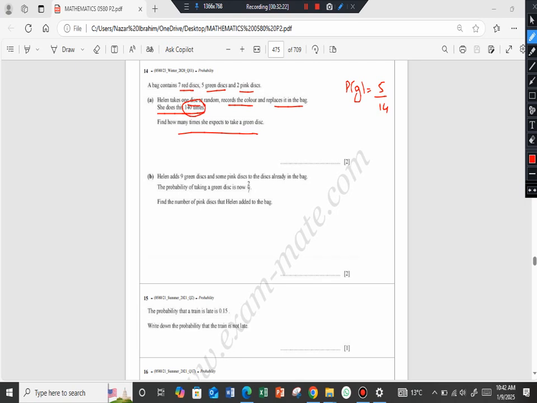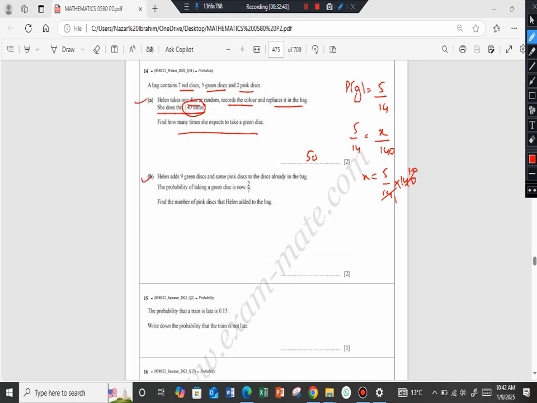140 times she is doing this event, so 5 upon 14 equals favorable outcomes, which are unknown, upon total, which are 140. So x equals 5 upon 14 multiplied by 140. 14 ones are 14, 14 tens are 140, 5 tens are 50. So 50 times you can expect to take a green disc.